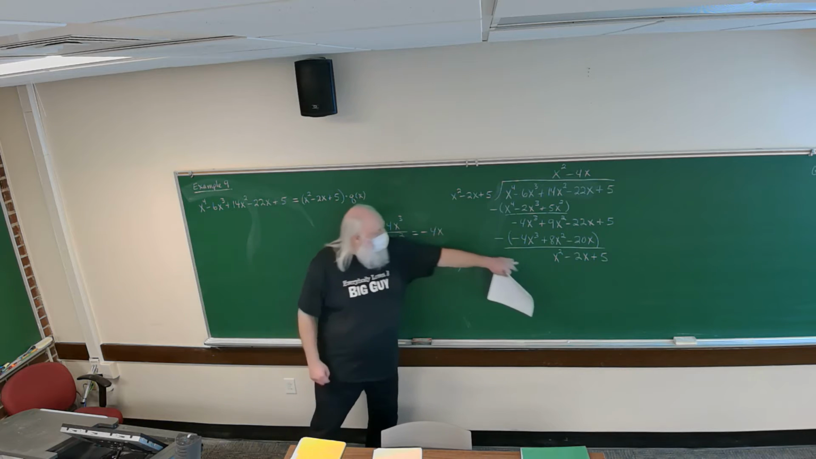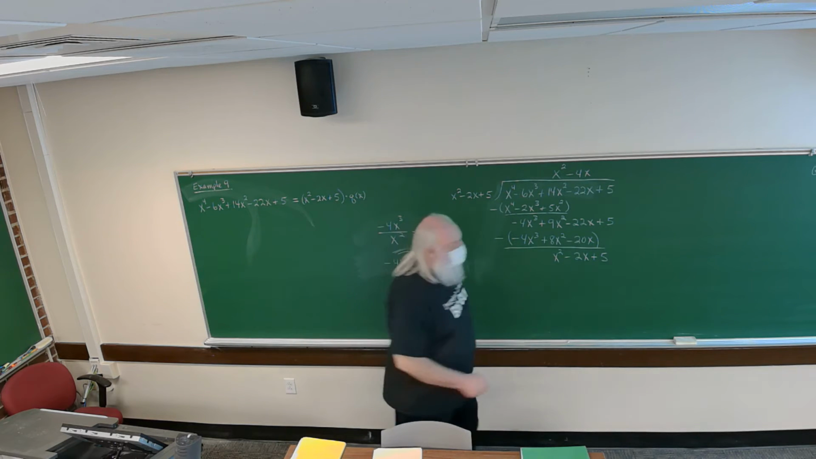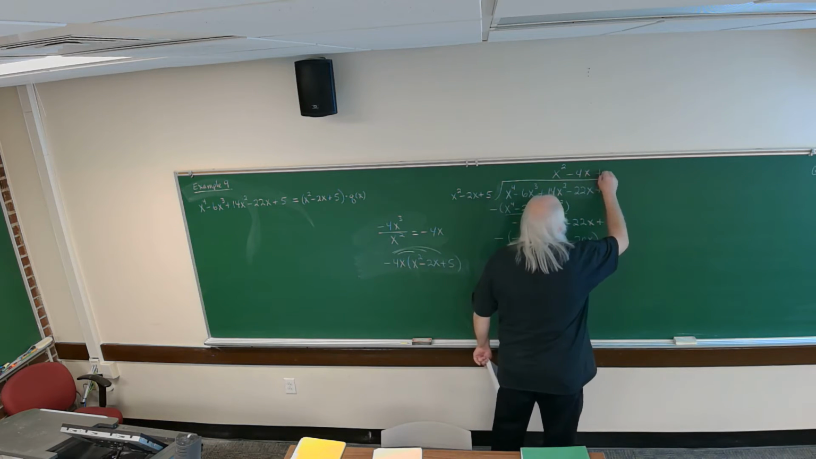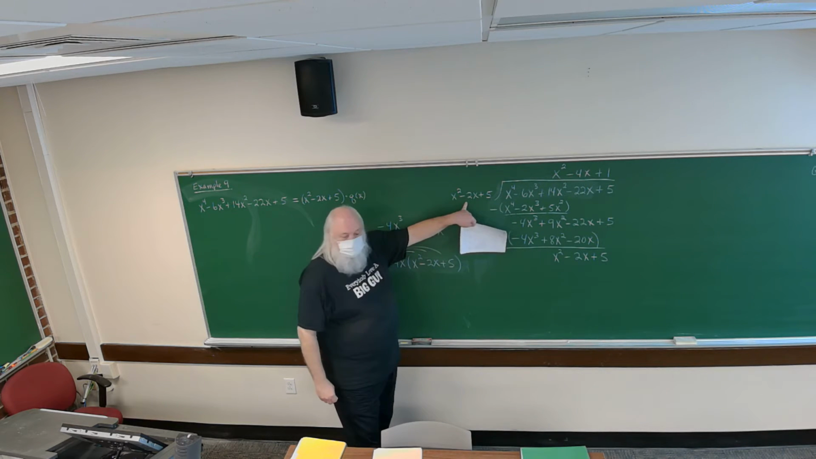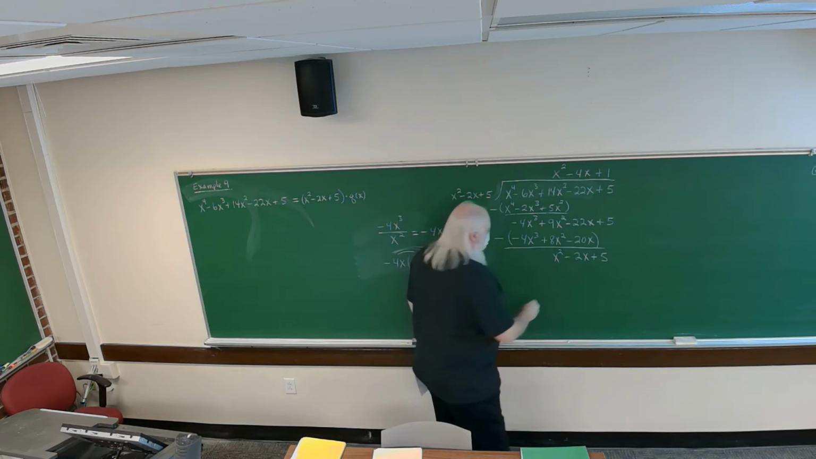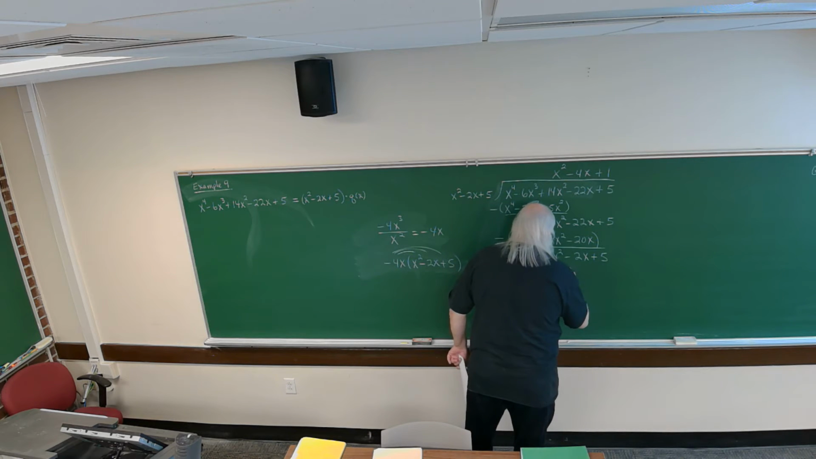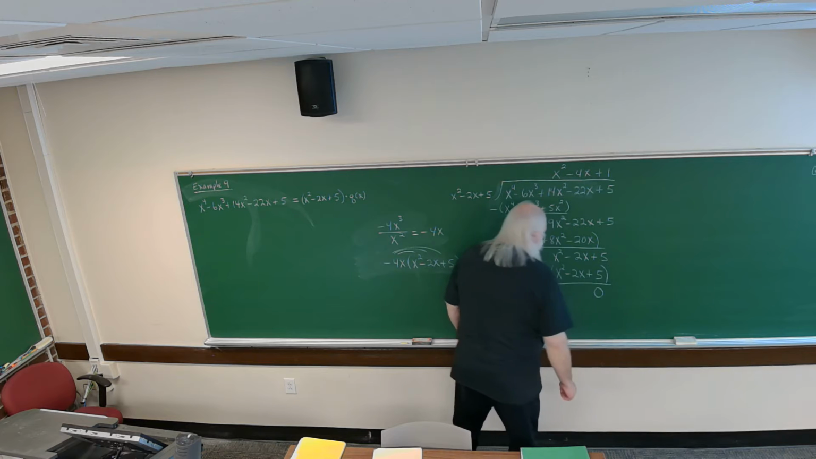X squared goes into x squared once. 1 times x squared minus 2x plus 5 is equal to x squared minus 2x plus 5, which we subtract from up above and get 0 for a remainder.